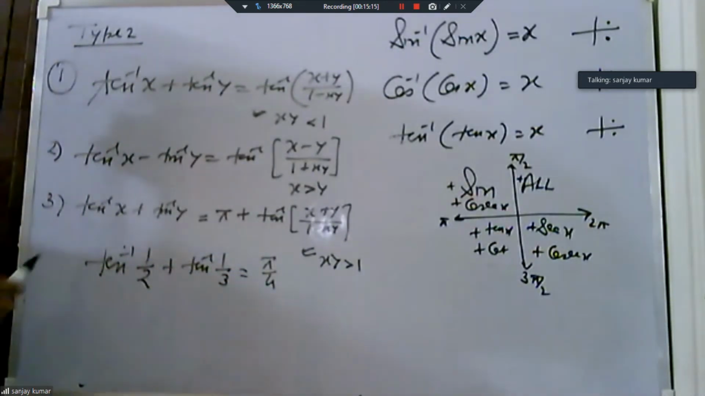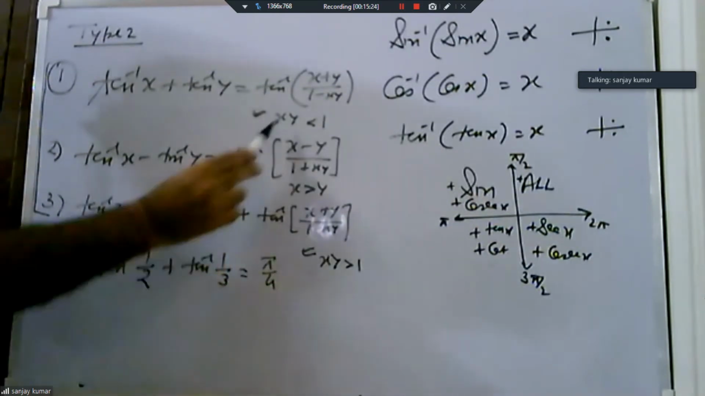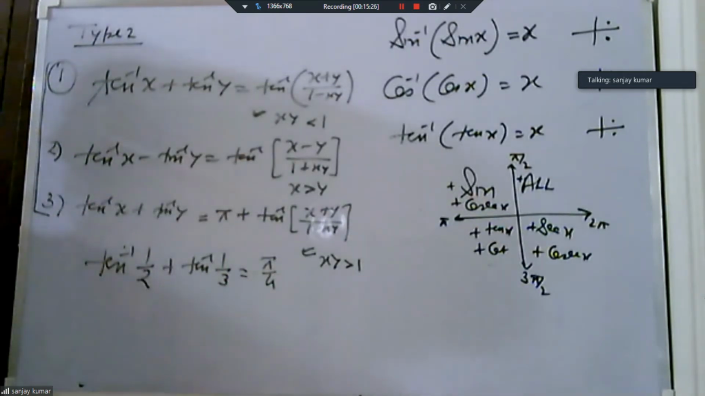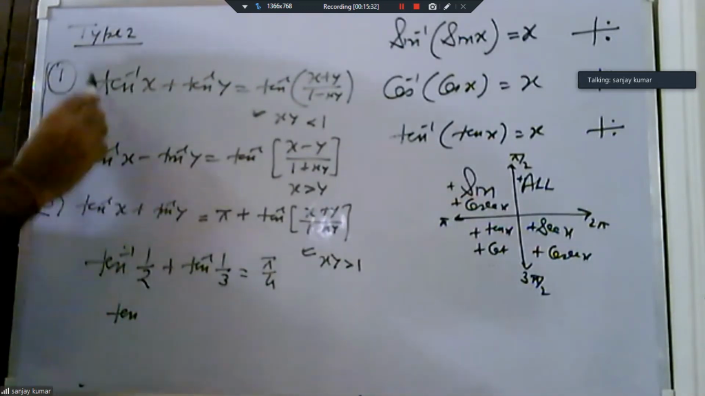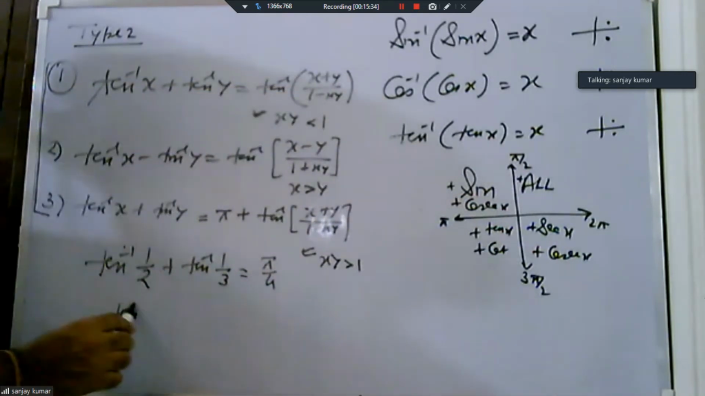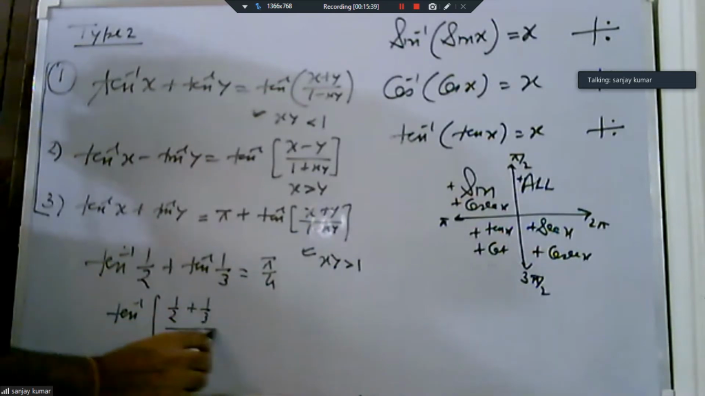Now, first of all, you decide which formula we use here. We are using the first formula, because x into y is less than 1. Half into 1 by 3 is 1 by 6, which is less than 1. What is the first formula? Look: tan inverse of (x plus y) upon (1 minus xy). That means (half plus 1 by 3) upon (1 minus 1 by 2 into 1 by 3).